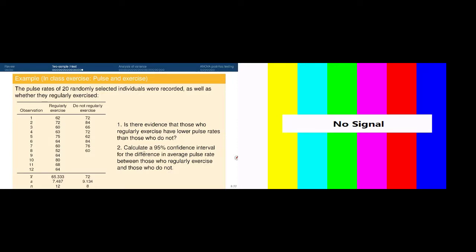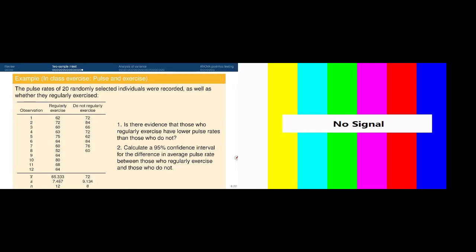So the information that we have is that X bar, the mean for those that regularly exercise, is about 65. The mean for those that do not regularly exercise is 72. The sample standard deviations are 7.487 and 9.134, and the sample sizes are 12 and 8. So straight away, sample sizes are different. We know that this can't be a paired scenario, and we're going to do an independent samples test.